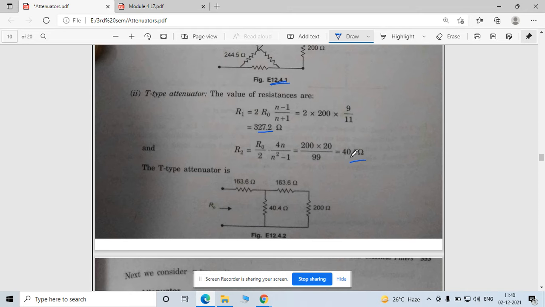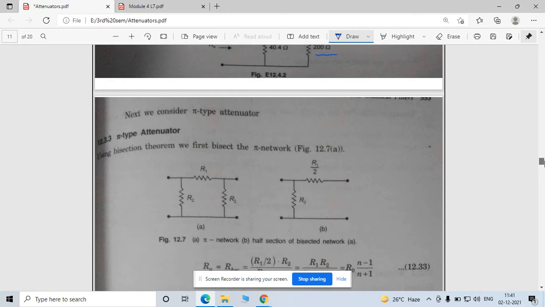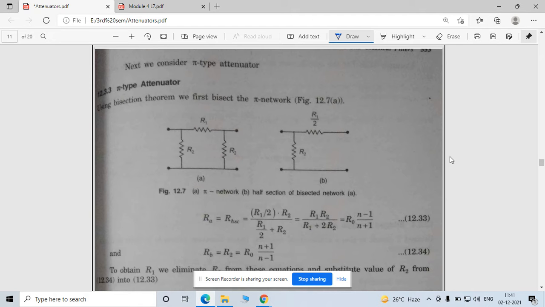After getting this answer, redraw your circuit and represent it there. So in this circuit, the T type of attenuator is given. Represent all the parameters in this circuit. You can also cross verify your answer: see, this R naught should be equal to this 200 ohm. When you take the combination of these and solve this circuit, you will get almost equal to this 200 ohm.